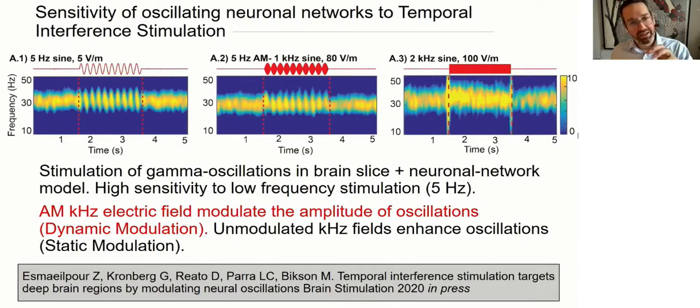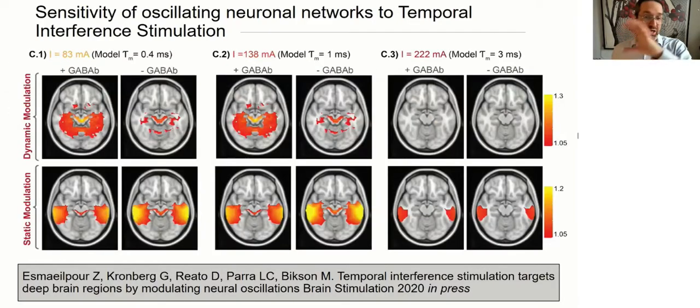Now we can take this data from brain slice, couple it into a neuronal network model, and then couple that into an overall current flow model, and you get the kind of results you see here. And again, I would refer you to this recently accepted paper for more details. But what we're plotting here is the modulation of oscillations in the brain. And we're distinguishing between dynamic modulation and static modulation.